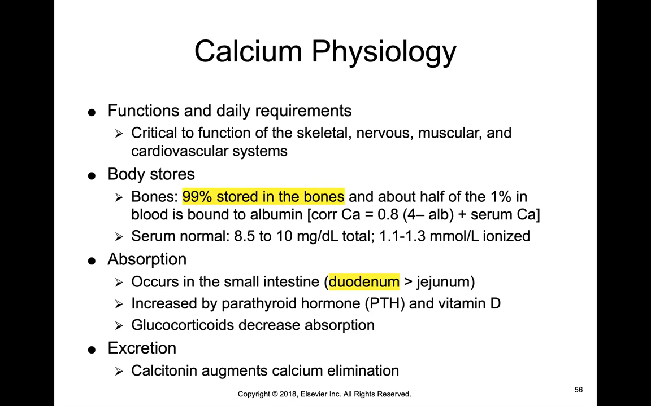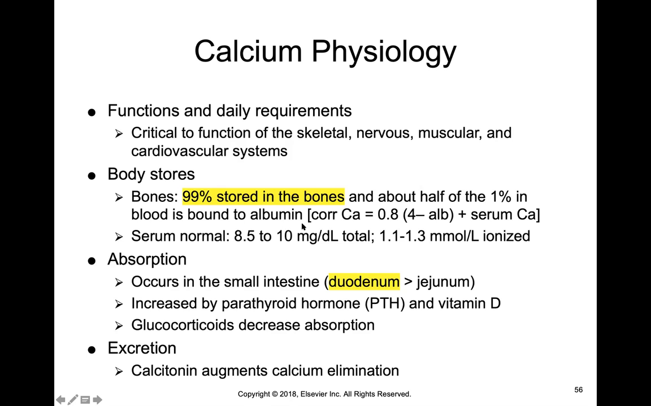So calcium, sure you know, it's important. 99% of it's stored in our bones. And then the other 1% is in the bloodstream. And of that 1%, about half is actually bound to albumin. And the normal level is 8.5 to 10 mg per deciliter. This right here is ionized calcium. You can think of that as free-floating calcium. And that's measured a little bit differently, but the normal for that is 1.1 to 1.3 millimoles per liter.